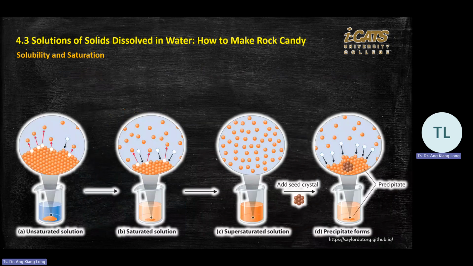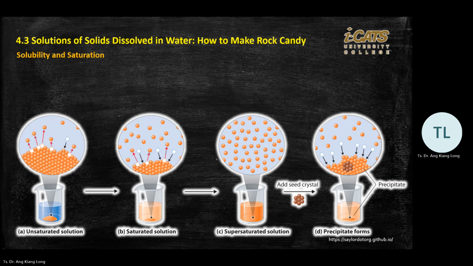Okay, now we start to categorize your solubility, or the condition of your solubility. First type is called unsaturated solution. Again, what is a solution? You take solvent plus solute, it forms solution, right? So unsaturated means you can add more solute inside the solvent.